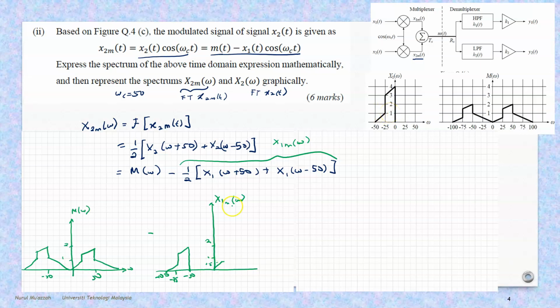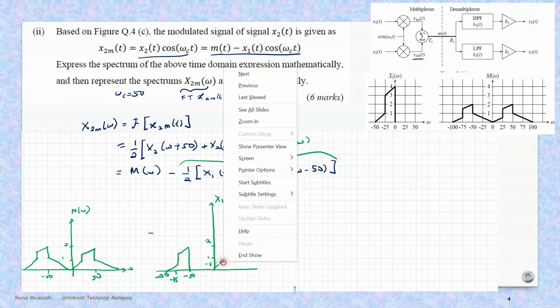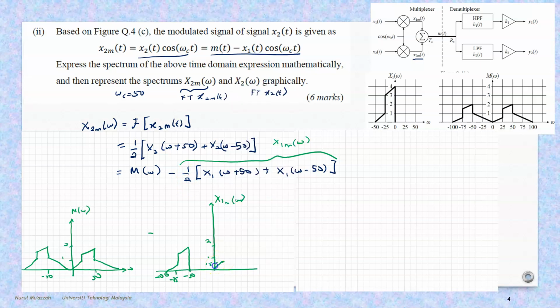But for x1m omega, all the amplitudes that we have here are being divided by half because of the 1 over 2 here. So this is 1 over 0.5. Okay, so my drawing should be better. Okay, and then we go up to this is 3, so basically to around 1.5. Okay, and then the highest amplitude here is 2.